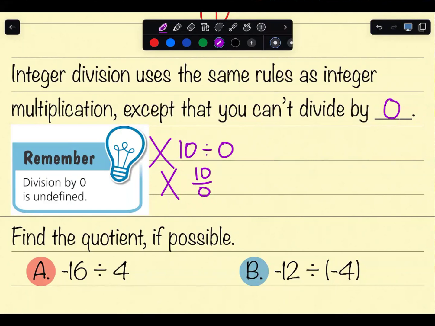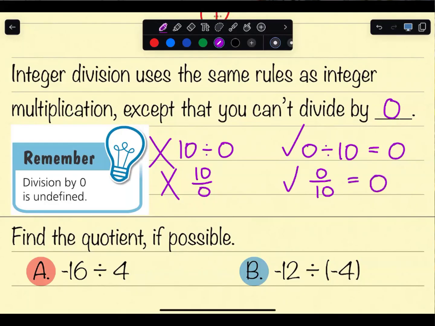Now, that doesn't mean you can't see 0 in your problem at all. 0 can be the first number. If 0 is the first number, that's perfectly fine. Or if 0 is the top number, that's perfectly fine. You can have $0 and split it 10 ways. If you split $0 10 ways, everybody gets $0, right? So these problems have numerical answers.